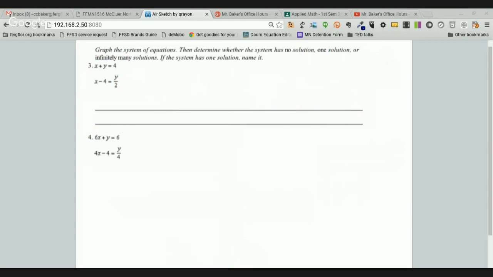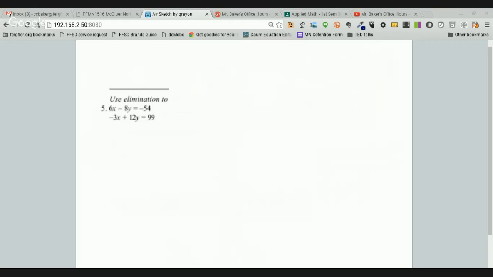And I'm going to go to another problem. I've taken a screenshot of the PDF on my iPad here. We'll just go to 5. 5 says to do elimination. Okay, there's 5.